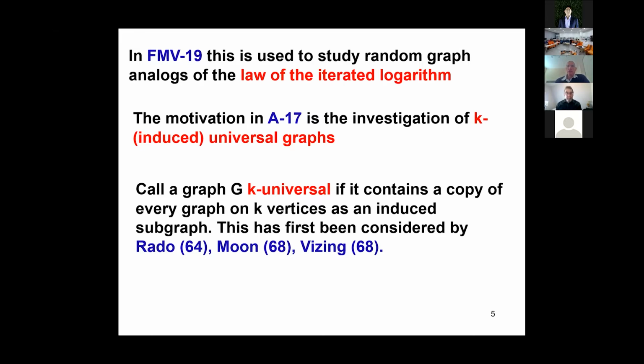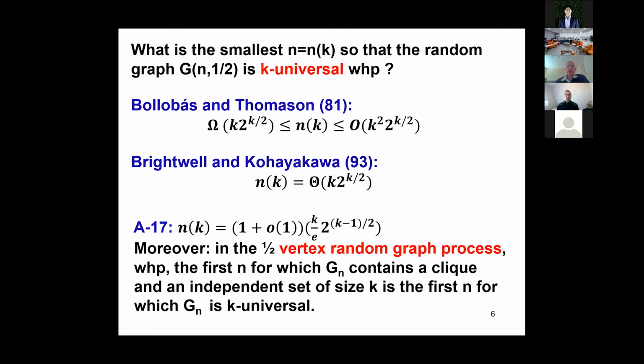So we call a graph k-universal if it contains a copy of every graph on k vertices as an induced subgraph. And this type of question was first considered by Rado and then by Moon and Vizing in the 60s. And a natural question here for the random setting is what is the smallest n, which is a function of k, so that the random graph G(n,1/2) is k-universal with high probability. So just consider the usual random graph, every edge with probability 1/2, and we want to know for which values of n it will contain every graph on k vertices as an induced subgraph.